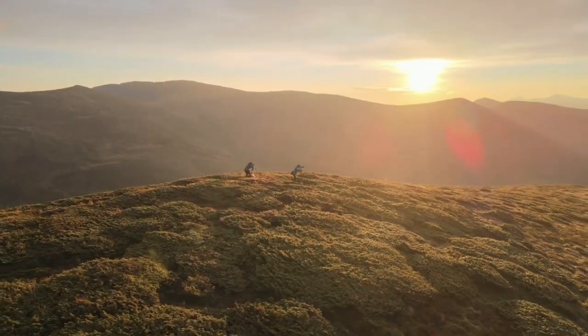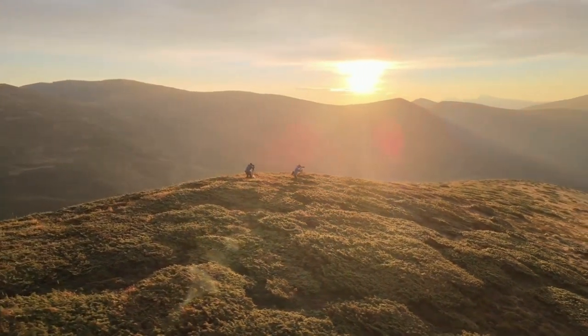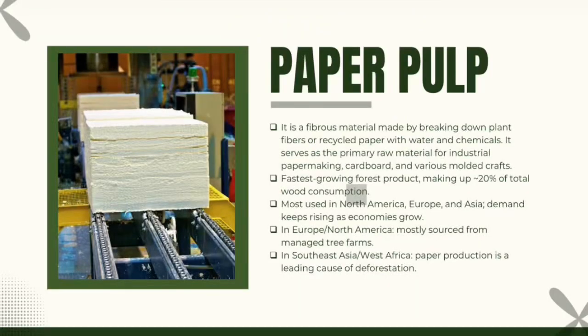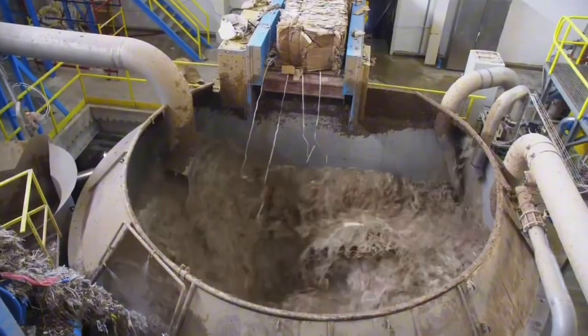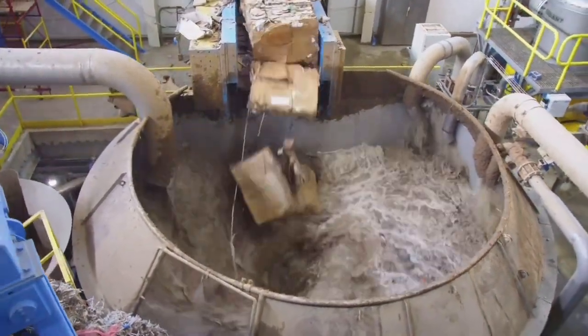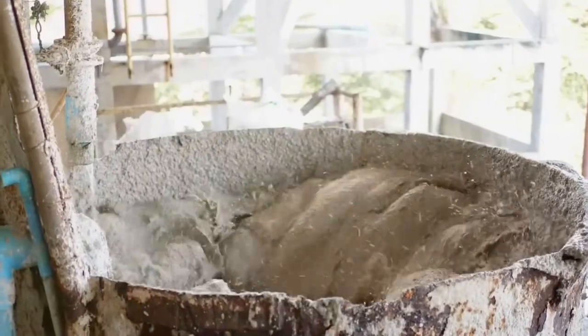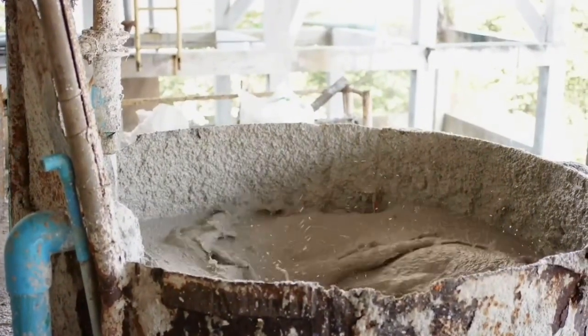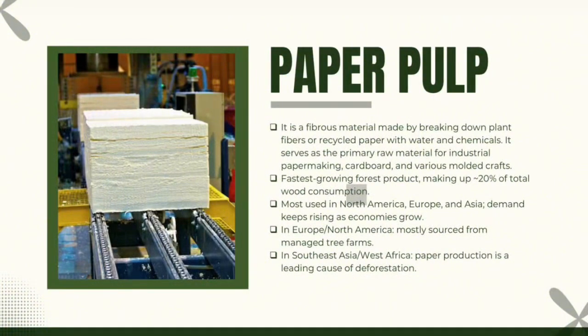Our forests can actually provide material to produce paper pulp. Paper pulp is a soft fibrous material. It is made by breaking down plants' fiber or even old recycled paper. It uses water and chemicals for this material to be produced. This material is the main starting ingredient we use to make many things we see every day, like paper, cardboard boxes, and even some molded items.